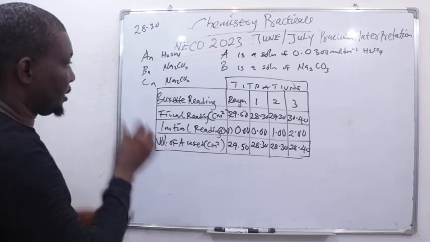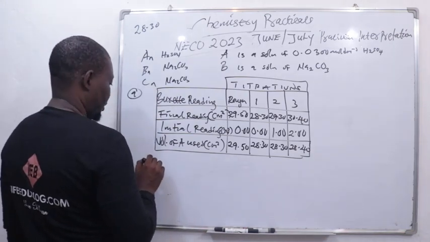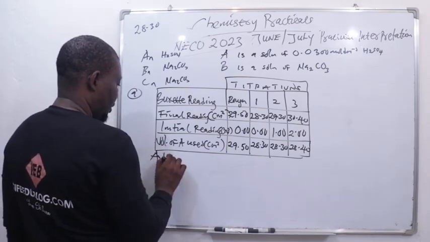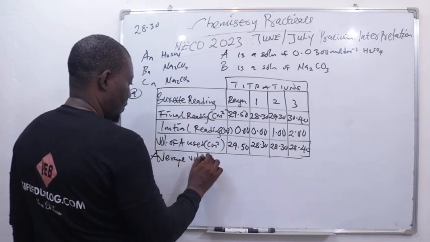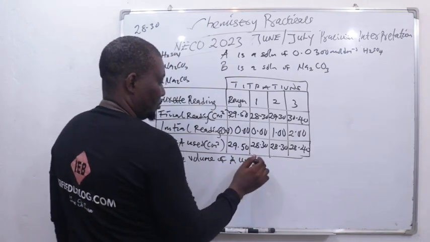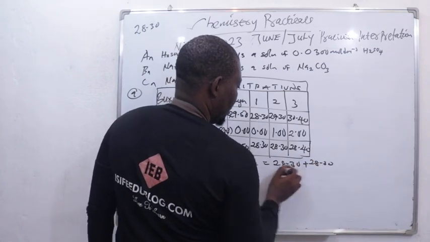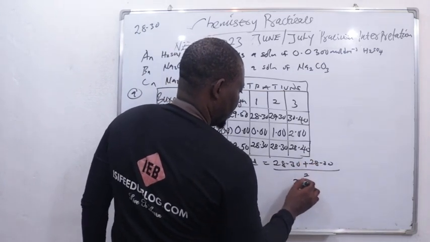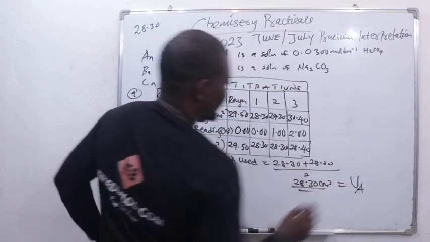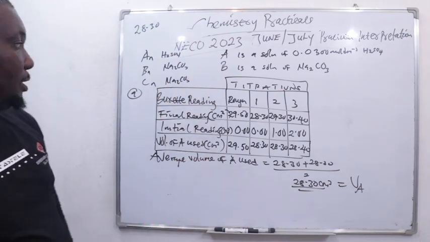This is question number A. Next is to find the average titre. You now see from the table, average volume of A used. I will use these two: 28.30 plus 28.30 divided by 2. So I have 28.30 centimeter cube. This is actually my volume of acid. So pause the video. This table is very, very important. It carries up to 8 marks max.